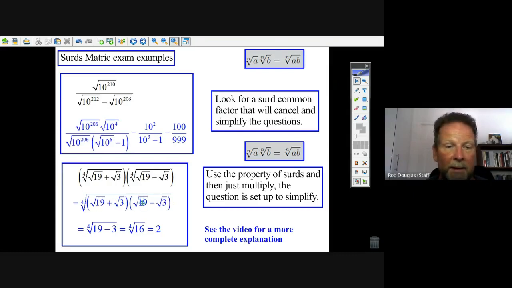Root 19 times root 19 is 19. Root 3 times minus root 3 is minus 3. And the outside is minus root 19 times root 3 plus root 19 times root 3. And that just cancels. So I just have 19 minus 3, which is 16. And the fourth root of 16 is a nice easy one. It's 2.